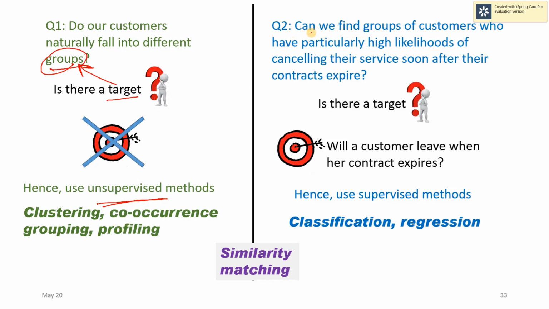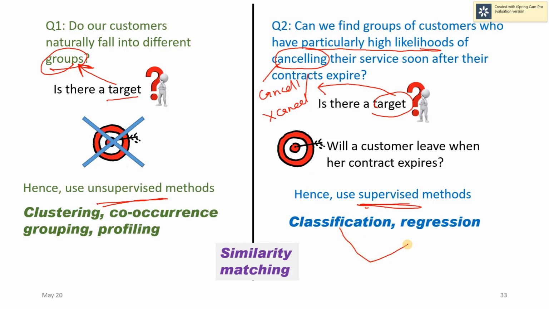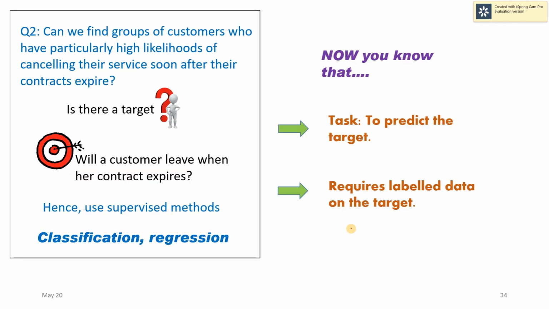Next example, how can we find a group of customer who have particularly high likelihood to cancel their service soon after their contract expired? So maknanya kita nak tahu orang tu akan cancel ataupun tak cancel. So this is actually our target. Okay. So this is what we call as supervised method. Usually we have two methods fall under it, that is classification and also regression. Similarity matching dia duduk antara dua-dua ni. Sometimes dia boleh jadi clustering and it can be also classification.